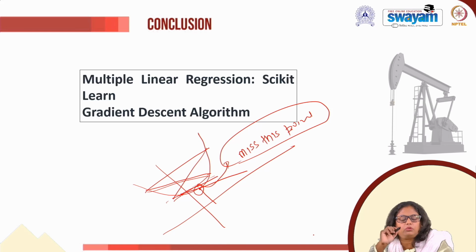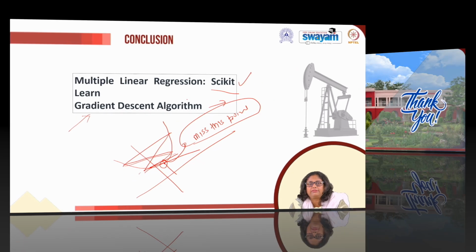So this is what I wanted to talk about today. First we saw one problem using scikit-learn, how we work with multiple linear regression. And second, we started this talk on the gradient descent algorithm, and we tried to understand what it is all about. In the next class, I will work on the scikit-learn part of the gradient descent algorithm with an example and how it works, which we will see in the next class.